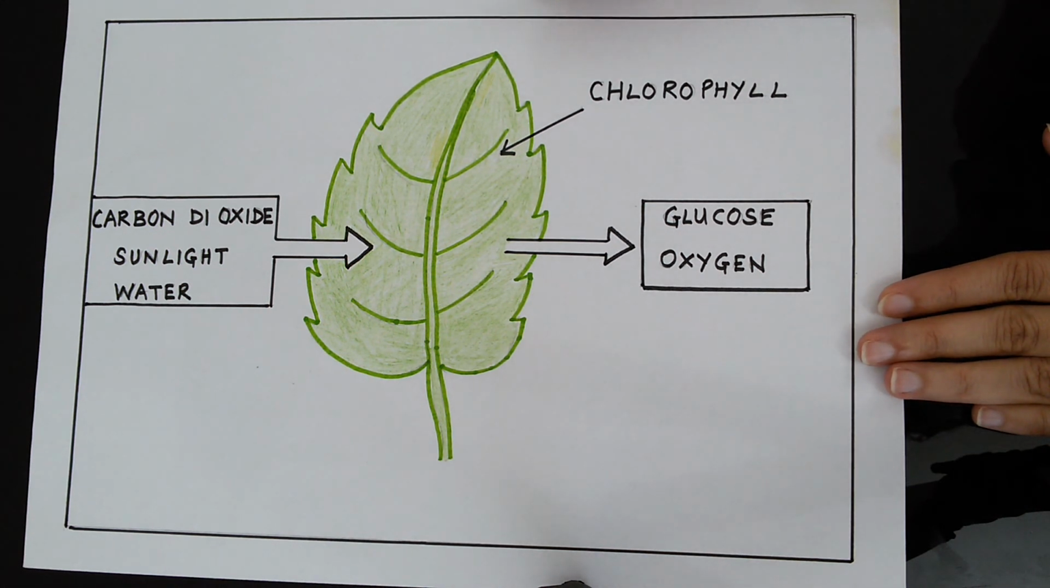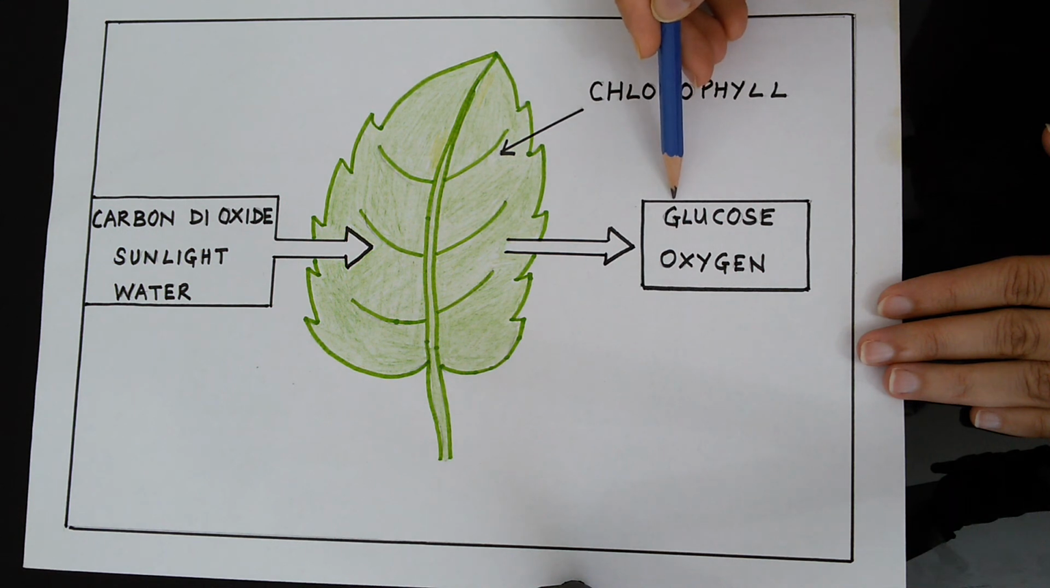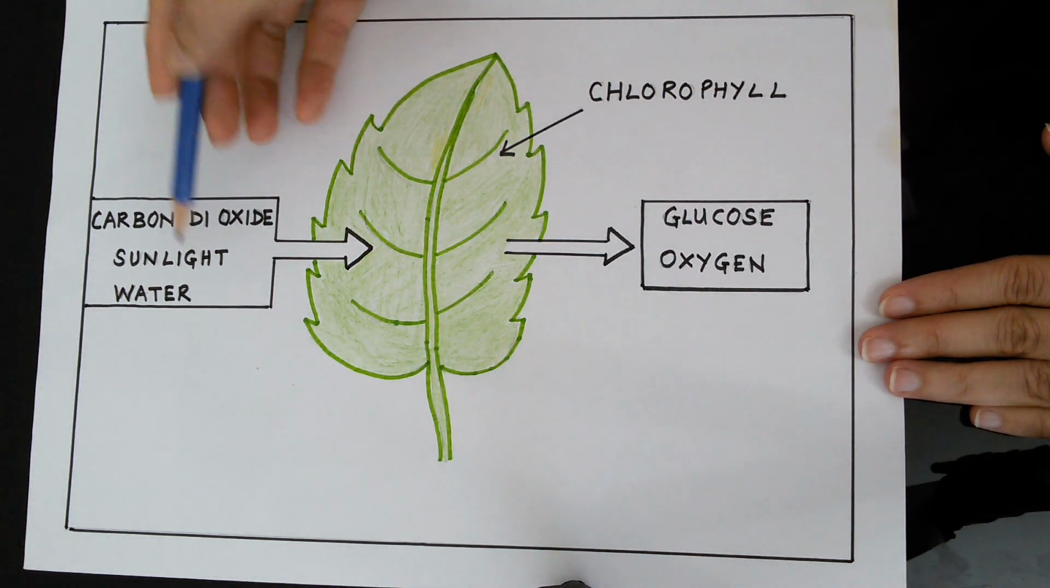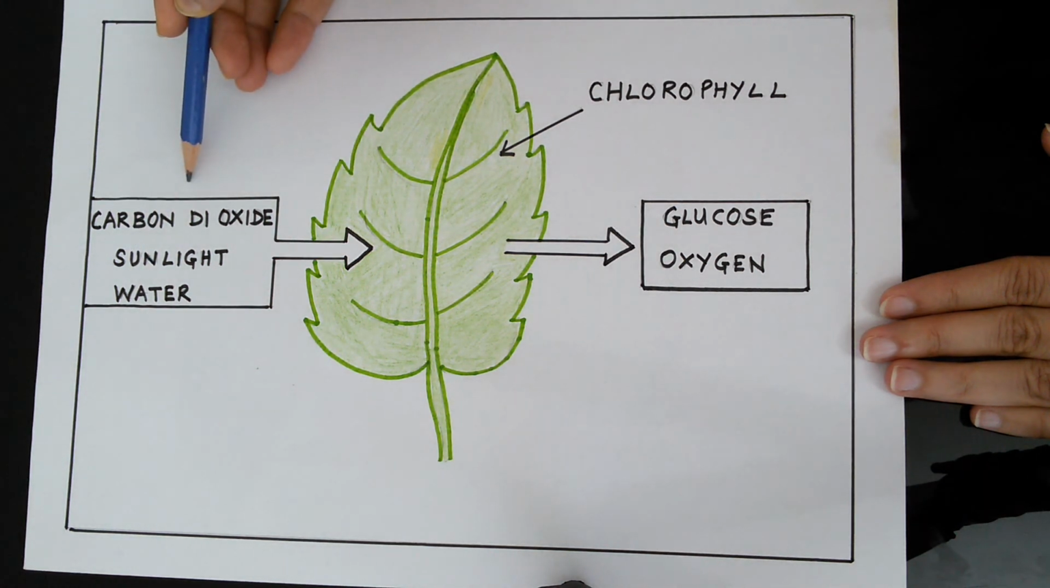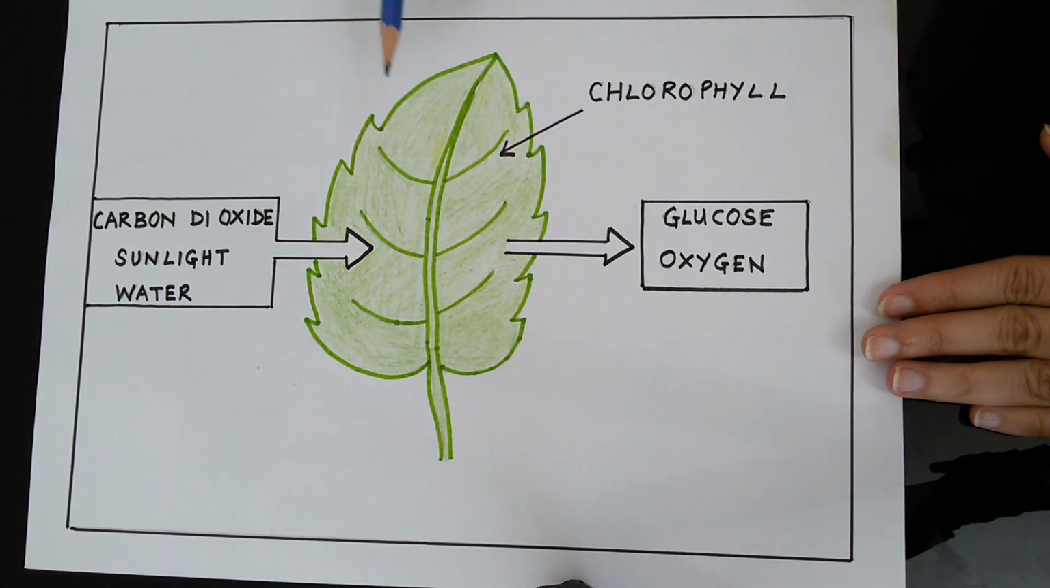So, we have learnt that plants make their food, which is called glucose, in the presence of sunlight and chlorophyll with the help of water and carbon dioxide. This process is called photosynthesis.